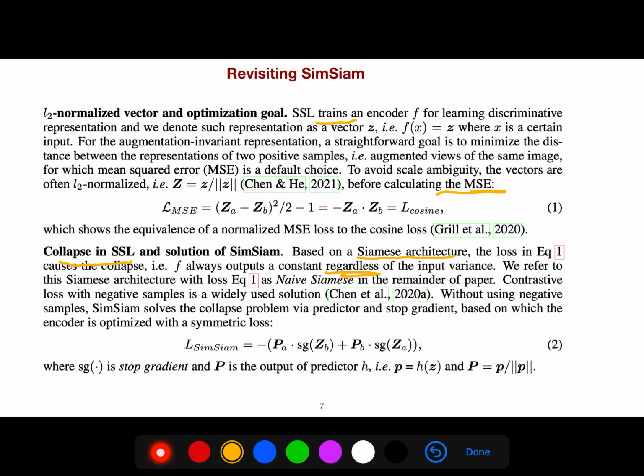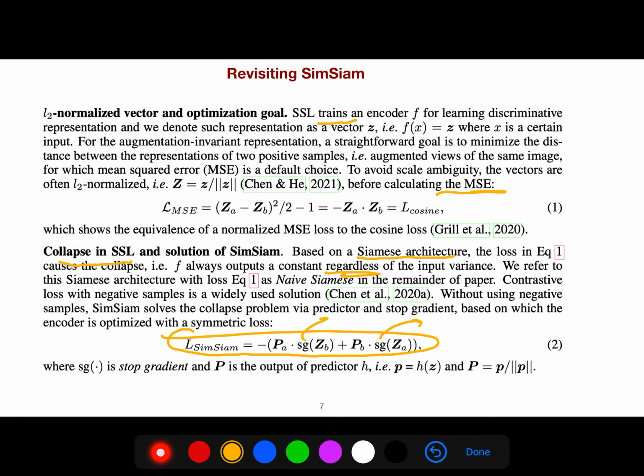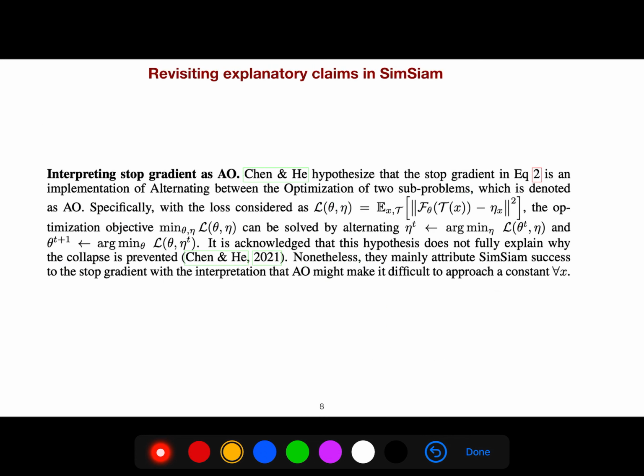Without using negative samples, SimSiam involves a collapse problem, addressed by a predictor and a stop gradient, based on which the encoder is optimized. So we have a symmetric loss. And here, this is a stop gradient, this is a stop gradient. Interpreting gradient, and so the hypothesis that the stop gradient is an implementation of alternating between the optimization of two sub-problems.